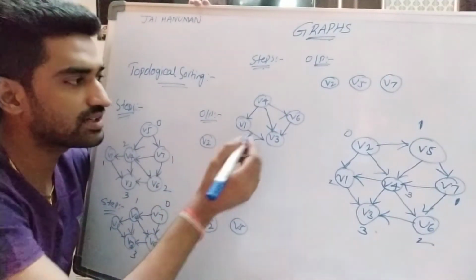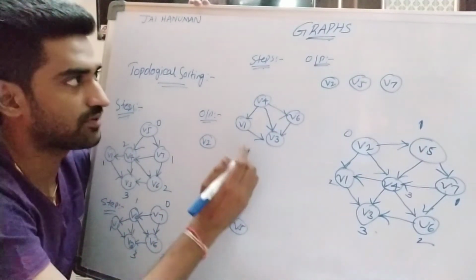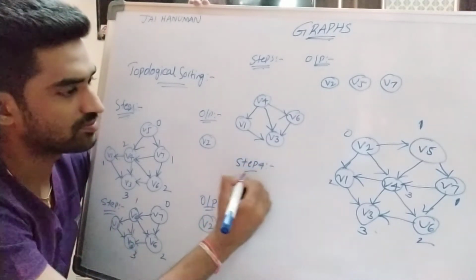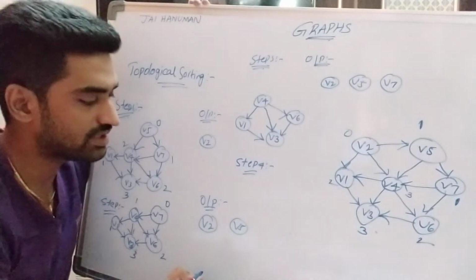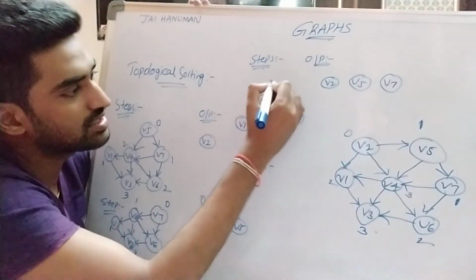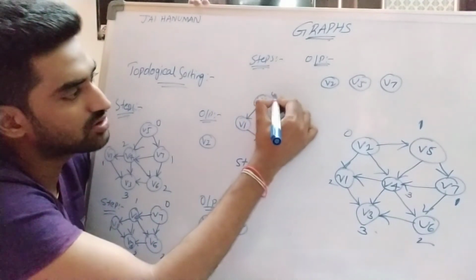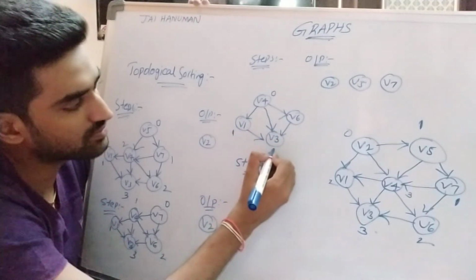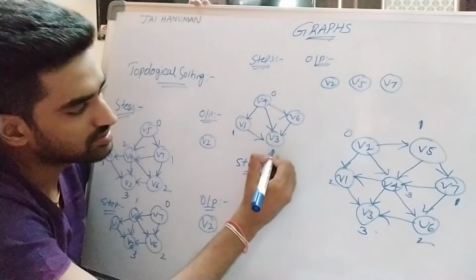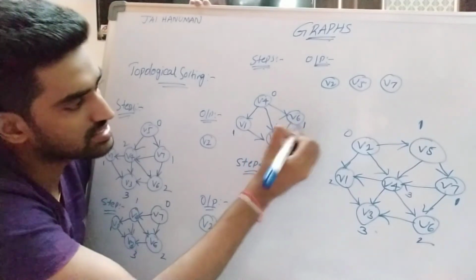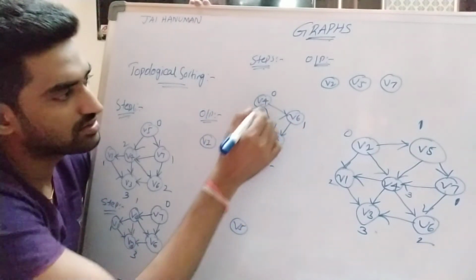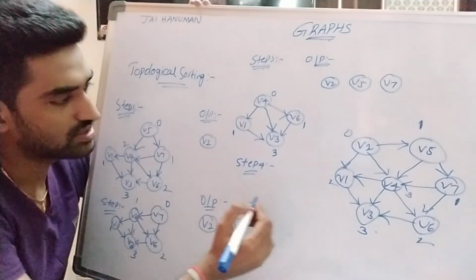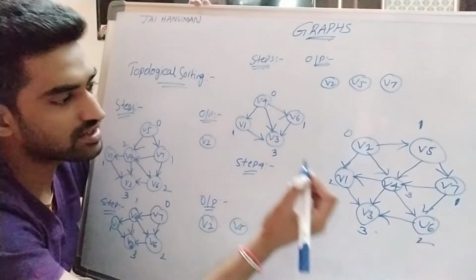So again we are calculating the in degree for this graph. So in step 4 I am calculating the in degree for this graph. So what is the in degree for V4? 0. What is the in degree for V1? 1. What is the in degree for V3? 3. What is the in degree for V6? 1, right? So here which vertex contains in degree 0? V4. So that's why that can be removed from the graph and added to the output.